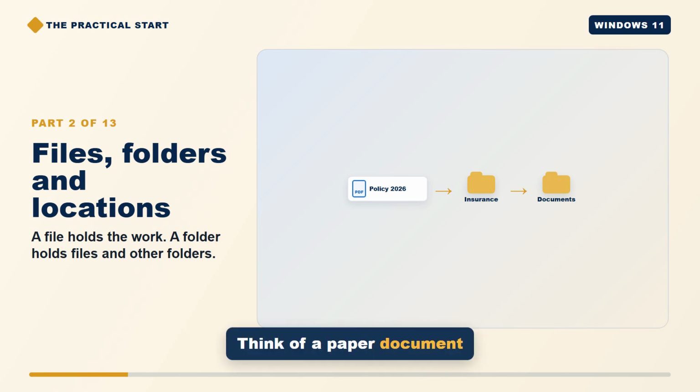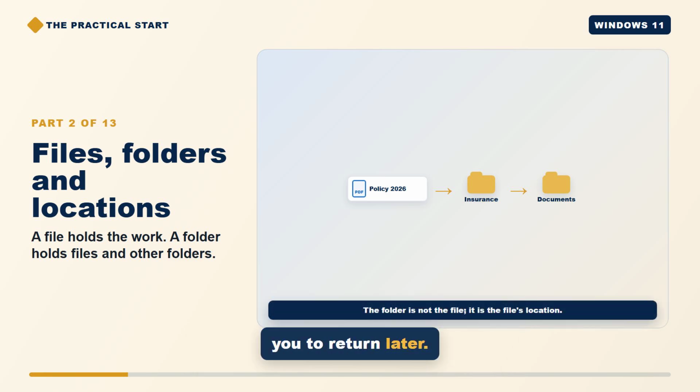Think of a paper document inside a labeled folder, inside a filing cabinet. The document is the file. The labeled folder is the folder. The cabinet and drawer describe its location. On a computer, that route might be This PC, Documents, Home Records, and then Insurance. Knowing that route is what allows you to return later.